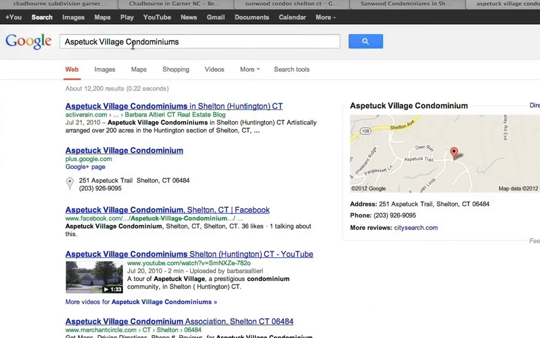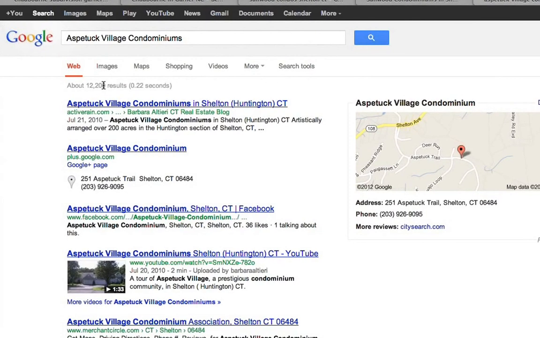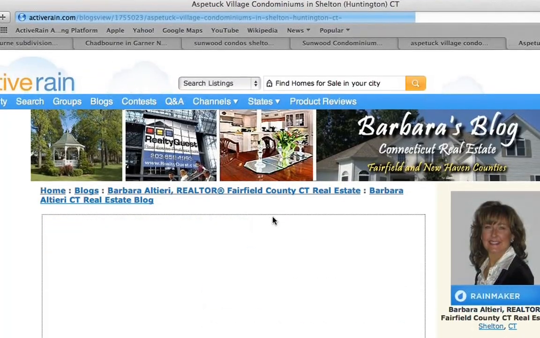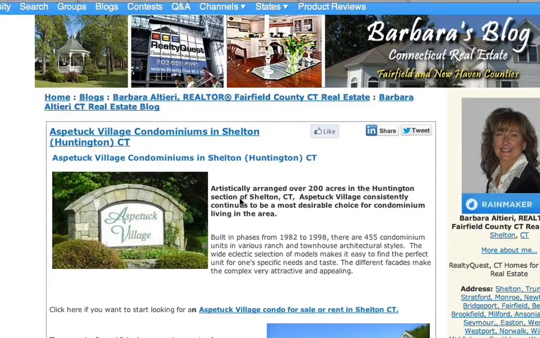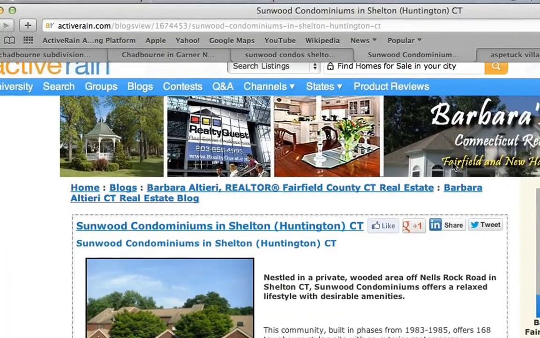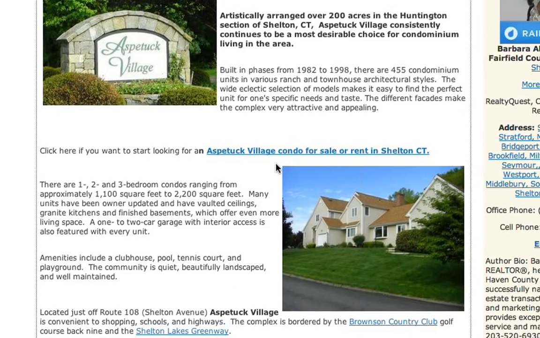And again, we see her Aspetuck Village condominiums, and tons of variables. She would be in that first position there. And this is probably going to look similar. Look at this. It's very similar to what she'd written about for Sunwood, right? Because she's kind of got a formula here.